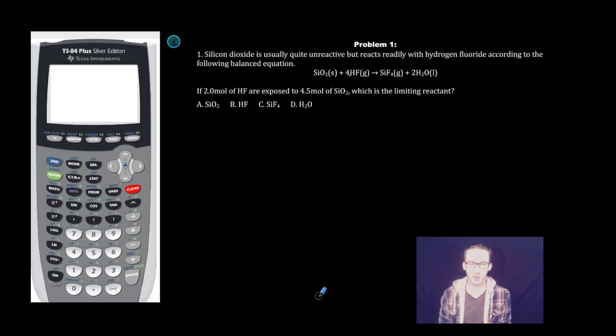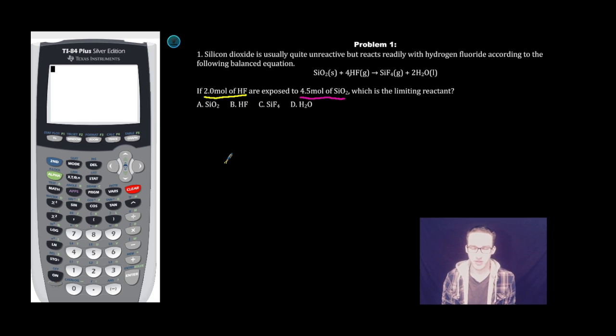If you take a look at question number 1, we are told that silicon dioxide is usually quite unreactive, aren't we all? But it reacts readily with hydrogen fluoride according to the following balanced equation. If 2.0 moles of HF are exposed to 4.5 moles of SiO2, which is the limiting reactant?